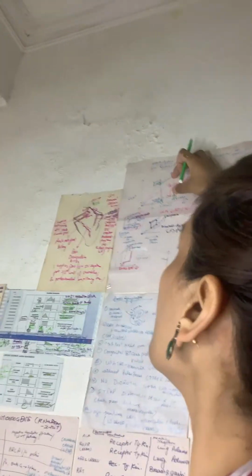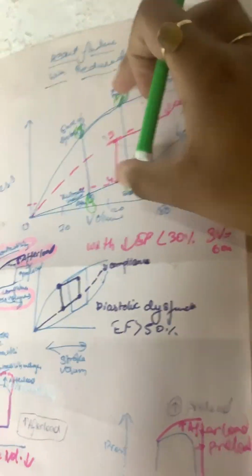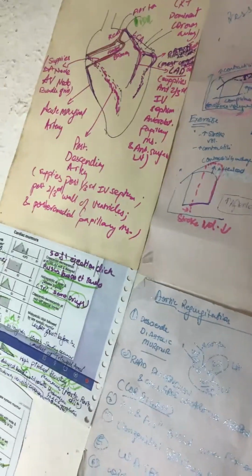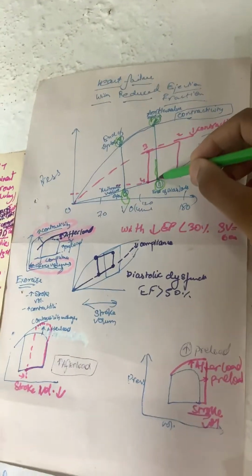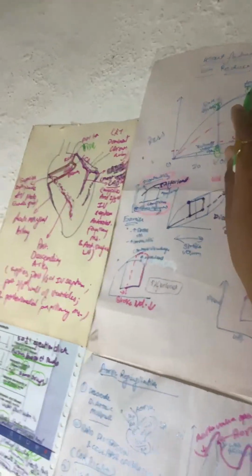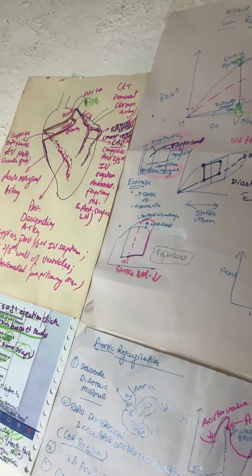So this point is known as isovolumetric contraction. Isovolumetric contraction. In this, you can zoom it out and see this one. The pressure is building, and in this scenario the blood flow in the heart is increasing. So this is point one.